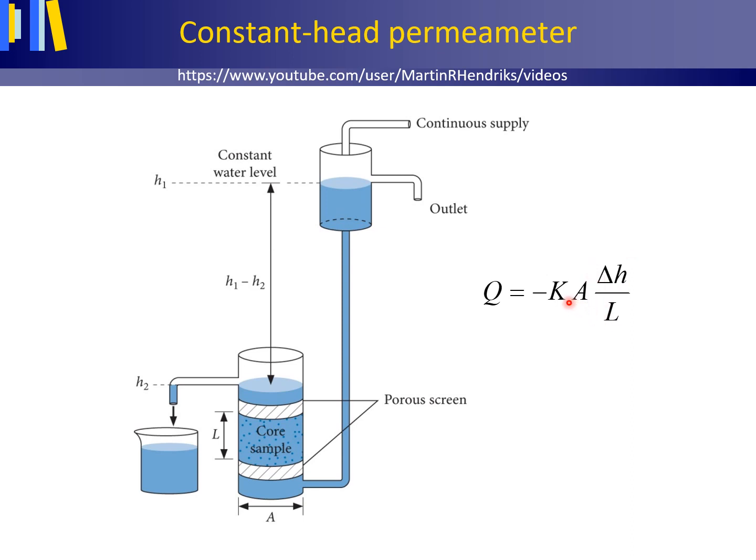These are all positive numbers. We have a minus sign here, so your volume flux here is a positive number, and that's correct because the water is flowing upwards. You can simply determine this volume flux by simply catching the water here, and then you can determine the volume per unit time. So you know all the variables, and you can simply figure out what your saturated hydraulic conductivity is by using Darcy's law.